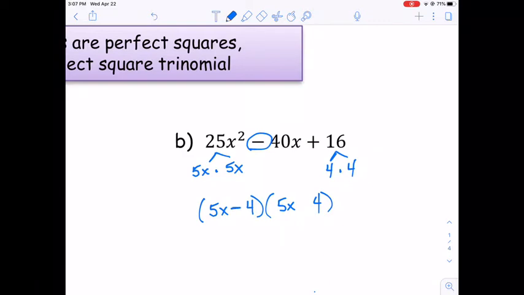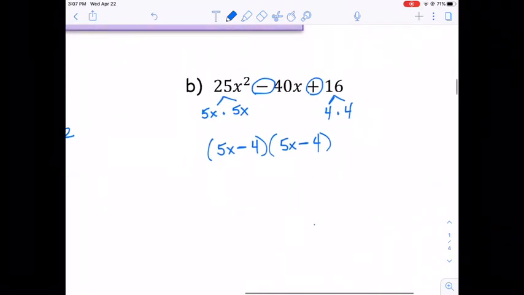5x and 4. But notice I need a negative when these middle terms get put together. So I'm going to want both of these to be minus. That way when I multiply the negative times the negative, I still get that positive 16. But when I add those middle terms together, I'm going to get a negative. Let's make sure we're going to get a negative 40. We need to check that.